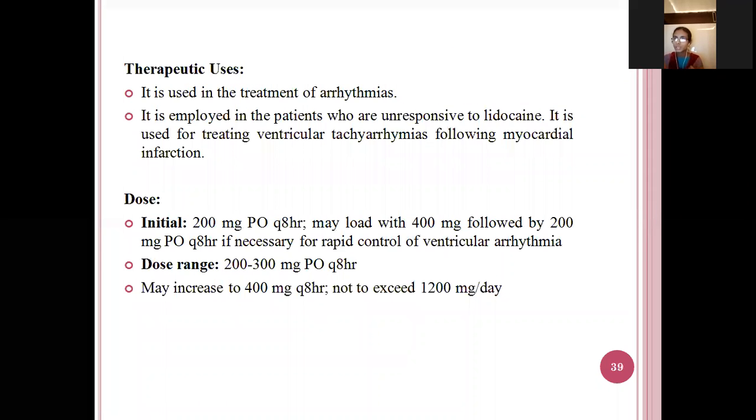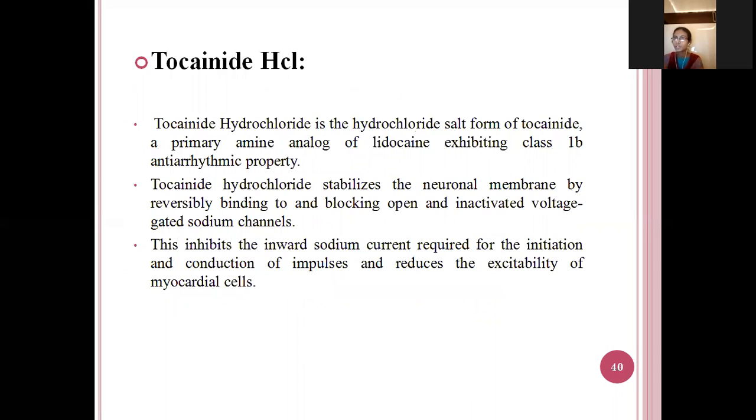It is used in the treatment of arrhythmias, and it is employed in patients who are unresponsive to lidocaine, meaning those who do not respond to the lidocaine drug. For that condition we can use this drug, and it is also used for treating ventricular tachyarrhythmias following myocardial infarction. So next, tocainide hydrochloride.